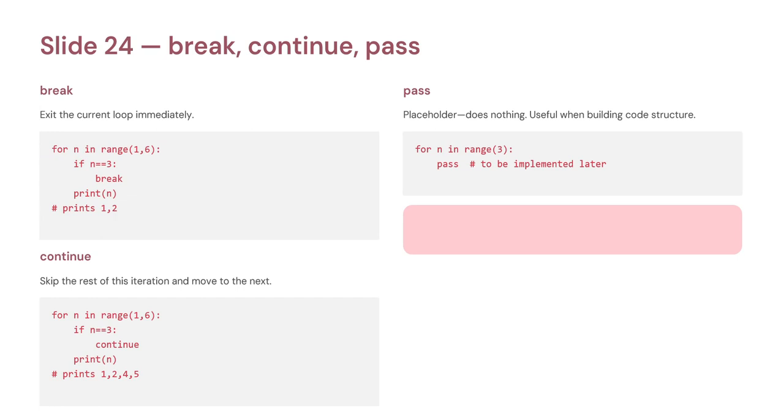Execution. Okay, so firstly n is equal to 1, it will print 1. n is equal to 2, print 2. n is equal to 3, condition becomes true. Python sees continue. So it skips printing 3, then it moves to n is equal to 4. It will print 4, then n is equal to 5, it will print 5, then the output will be 1, 2, 4, 5.